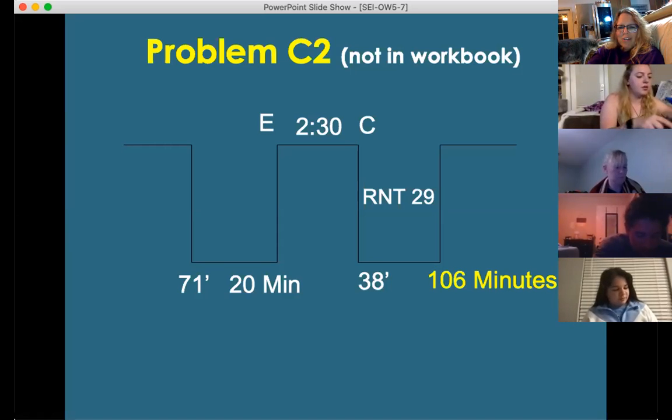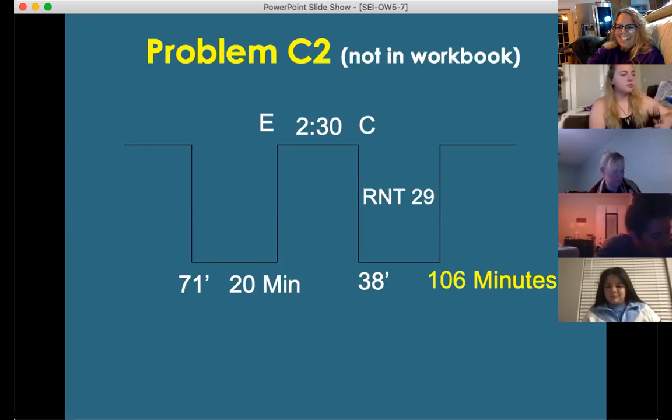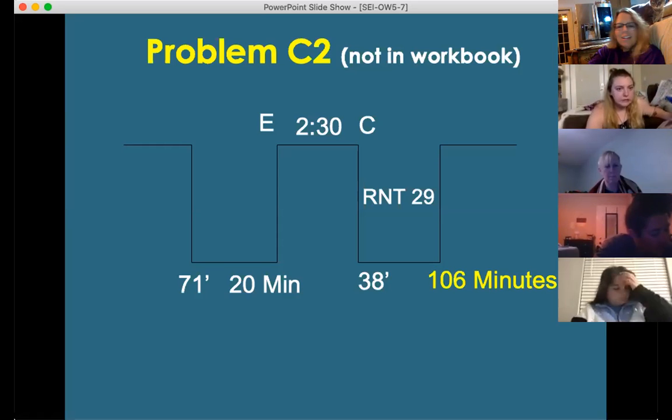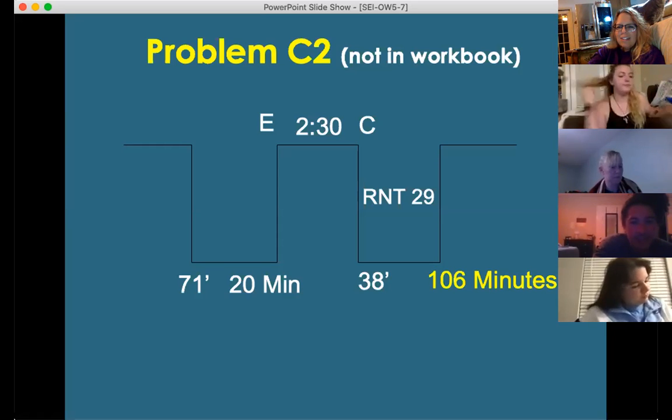Okay, why do I have 106 there? Is it a typo? Maureen, go ahead and go through the dive table for me real quick. Okay. It could have just been a typo. It could have been a different problem.